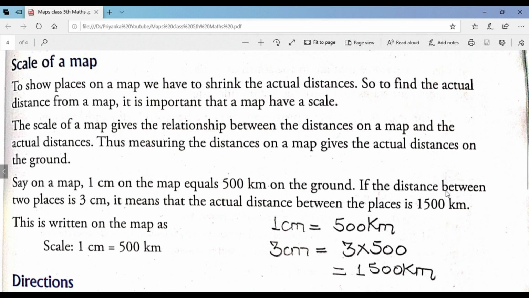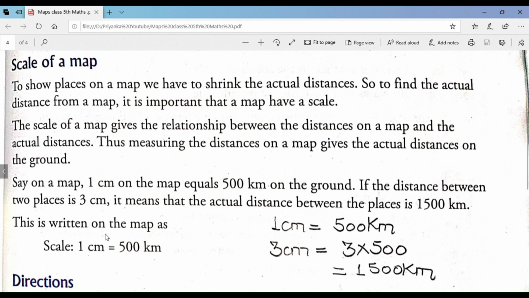सेंटीमीटर। If the distance between two places is 3 centimeter, अगर दो places हैं और दो प्लेसेस के बीच का डिस्टेंस 3 सेंटीमीटर है, इट मीन्स दैट द एक्चुअल डिस्टेंस बिटवीन द प्लेसेस इज 1500 किलोमीटर। अगर मैप पे 3 सेंटीमीटर है तो एक्चुअल 1500 होगा। कैसे? देखिए यहाँ पर मैंने शो करा है, 1 सेंटीमीटर का मतलब होता है 500 किलोमीटर, तो 3 सेंटीमीटर का मतलब क्या होगा? देखिए 1 का मेजरमेंट गिवन है, 3 का निकालना है, तो आप मल्टीप्लाई करेंगे, 3 को आप 500 से मल्टीप्लाई करेंगे, सो 3 5 15 एंड देन 2 0, so 3 centimeter means 1500 kilometer on map.